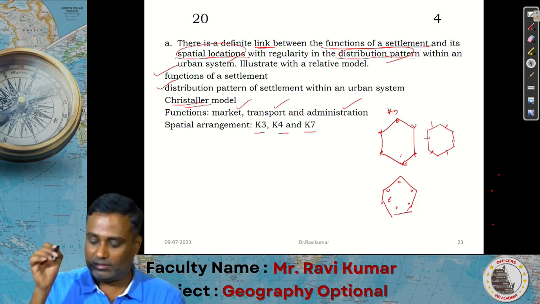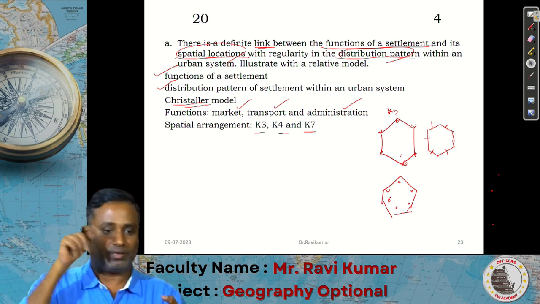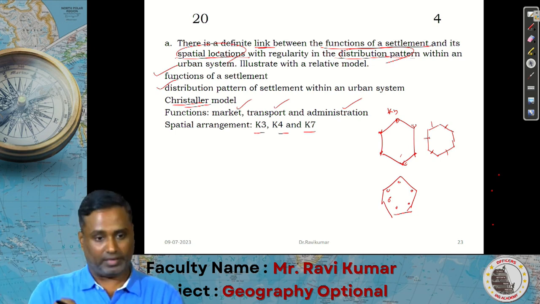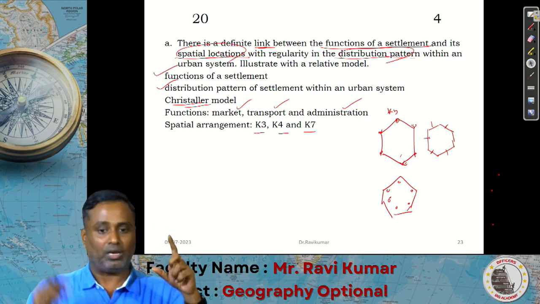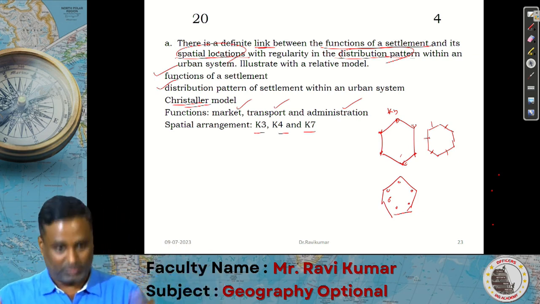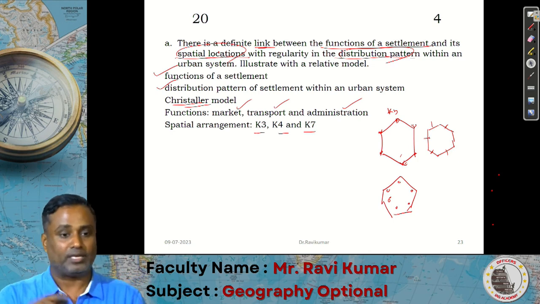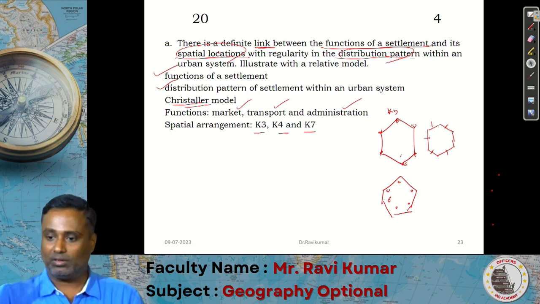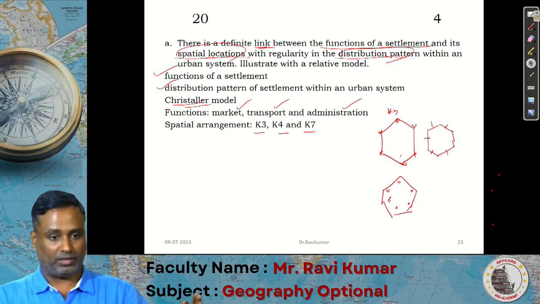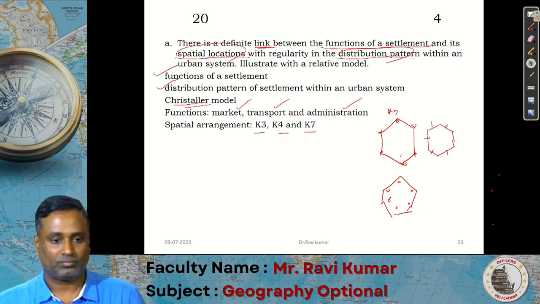So we are saying, yes, if it is a market function, it will be on the edge of the hexagon. If it is transport, it will be at the side of the hexagon. If it is administrative, it will be inside the hexagon. So there is a link between the function and the location. That's why we are explaining it. Same thing they are asking, same thing we are explaining. We explain the function separately, spatial separately. He is talking about 3 functions. He is using 3 functions to identify the location of settlement on the hexagons. Now we are explaining K3, K4, K7. That's all. Right?